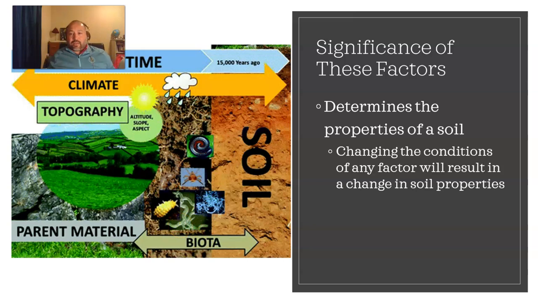And so what's the significance of all this? The biggest thing is that it's going to determine the properties of your soil. So changing the conditions of any one of those five factors is going to result in a change in soil properties. If you get a change in the plant matter, which is a common problem right now, you hear people talk about invasive species.